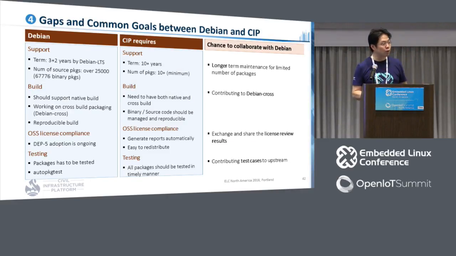But there are some gaps and common goals in between CIP and Debian. As you know, Debian is a very huge distribution, which includes more than 25,000 source packages, which can be generated 67,000 binary packages. But CIP currently focuses on less than 10 packages. But the support term is quite different. Currently, Debian only supports 5 years. But CIP needs to support more than 10 years. That's why we started to contribute to Debian LTS first to consider extending the support term with the Debian community.